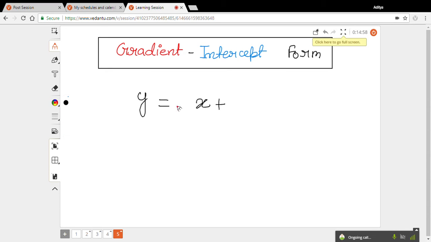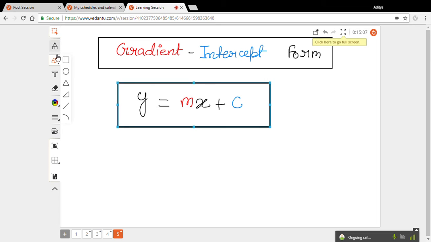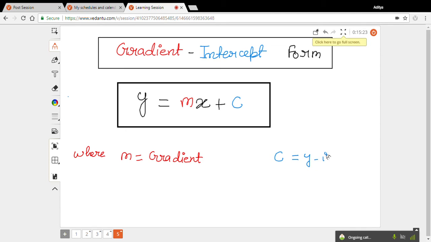Now you must be able to understand what is m. Mx plus b, or mx plus c, you can say. Tell me what's the value of m over here? Gradient, yes. Where m is just the gradient, and c is nothing but the y-intercept. And x and y have to be kept as they are. They are the parameters of the equation.